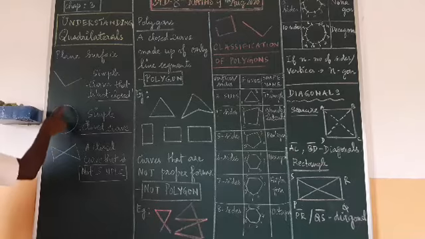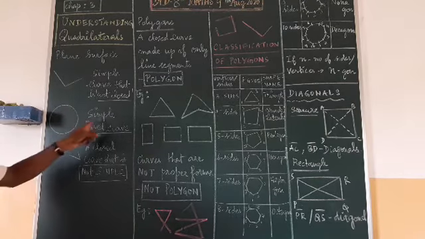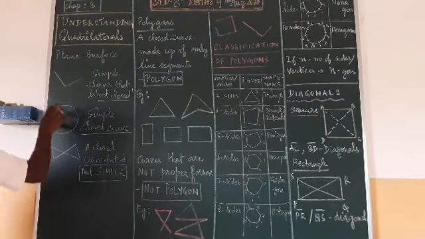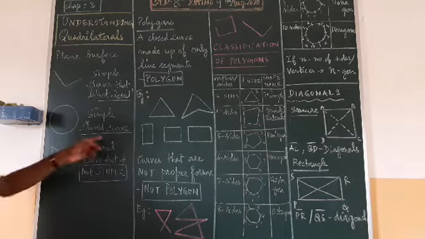See here, one circle I have drawn. It is starting from one point and closing at the same point. Simple closed curve. That means it is closing, and it is covering some area there. That is called a closed curve.